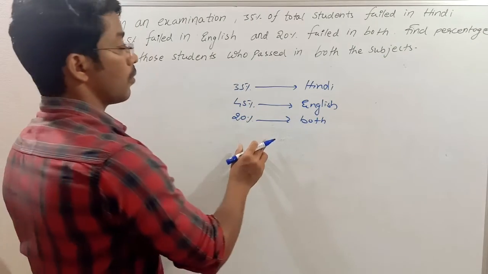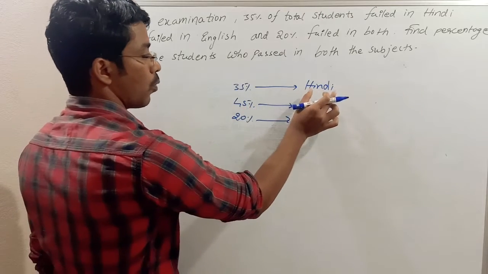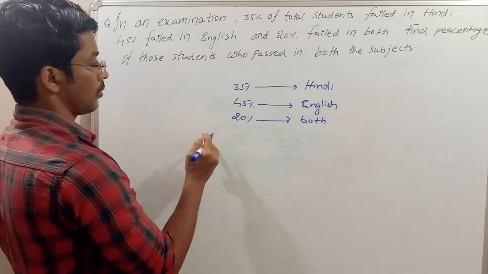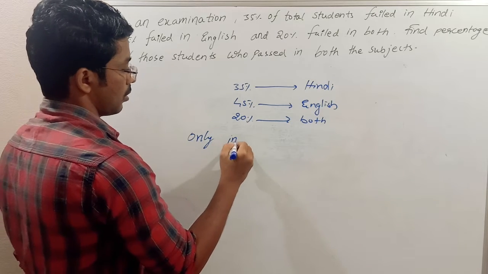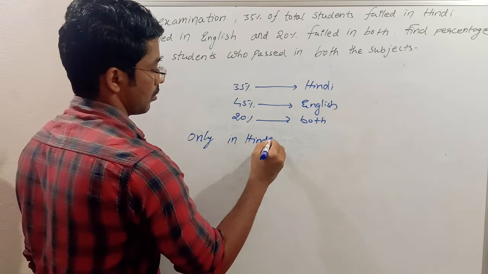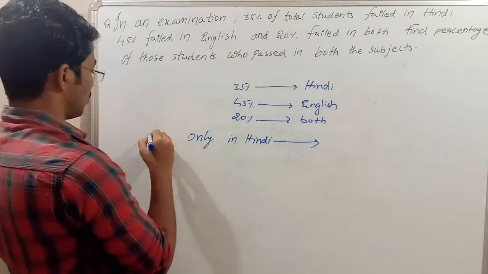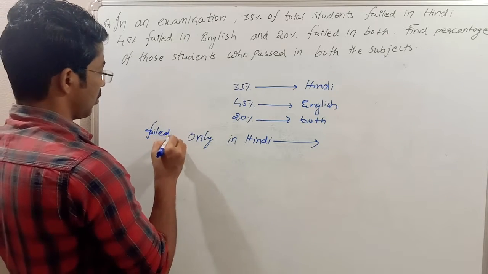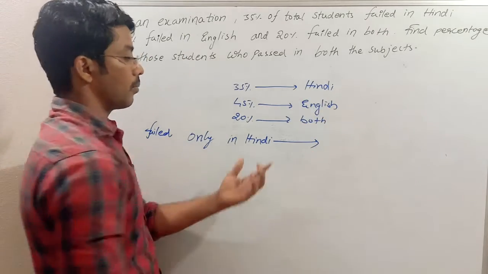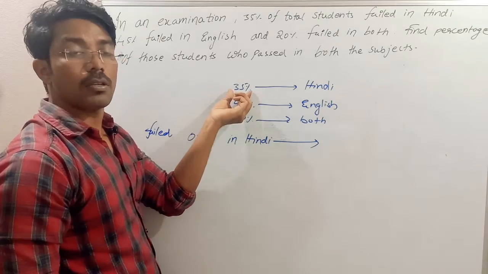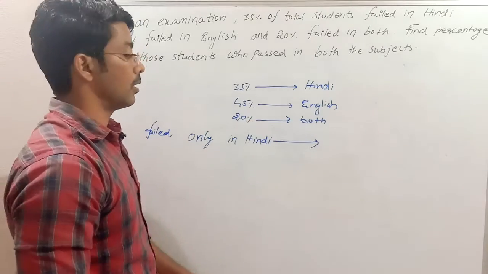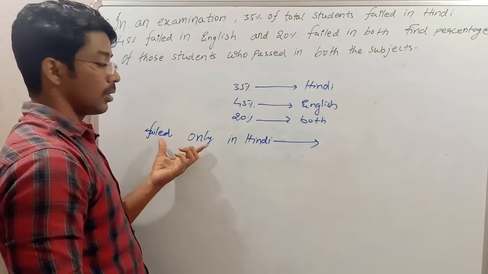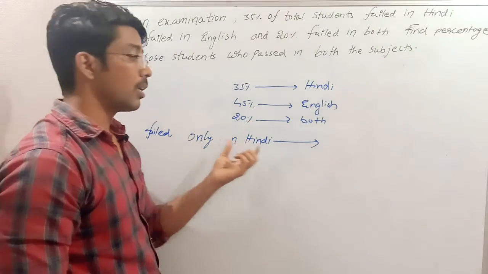Now first we have to find out the percentage who failed only in Hindi. Why? Because this 35% contains the students who also failed in English. So we have to find out the percentage of students who failed only in Hindi.